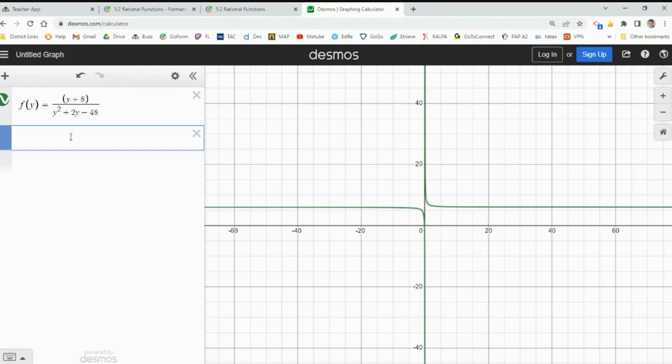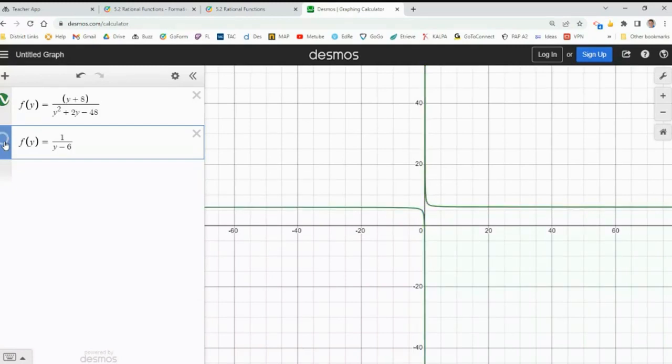Now let's graph what we came up with as an answer. F of y equals 1 divided by y minus 6. Well, look at that. It's the exact same graph. There's the green one, which is the top, and there's the purple one. It's the exact same graph, which it should be.